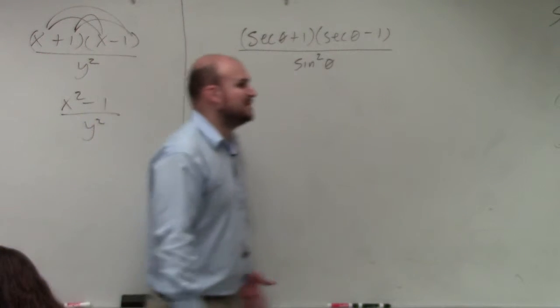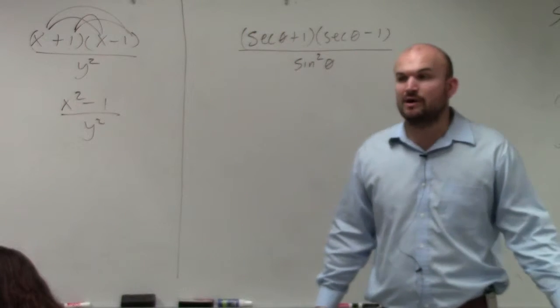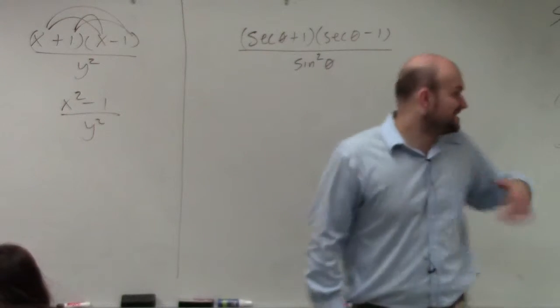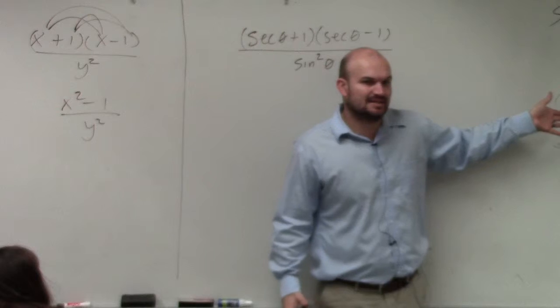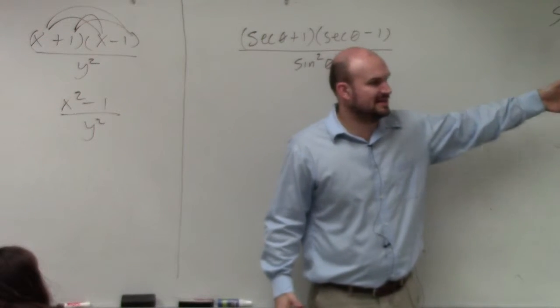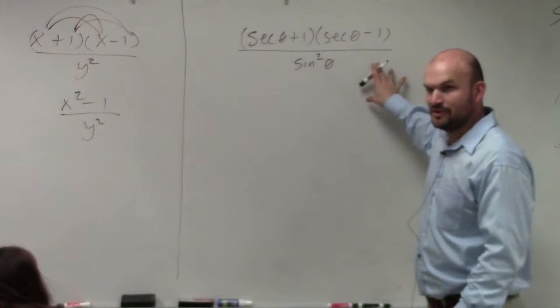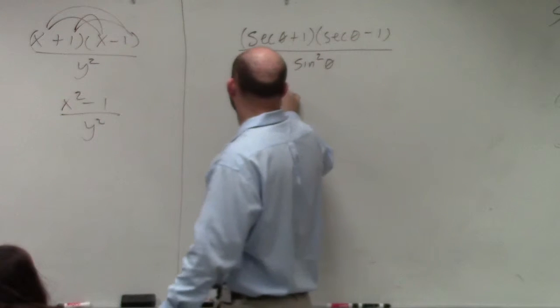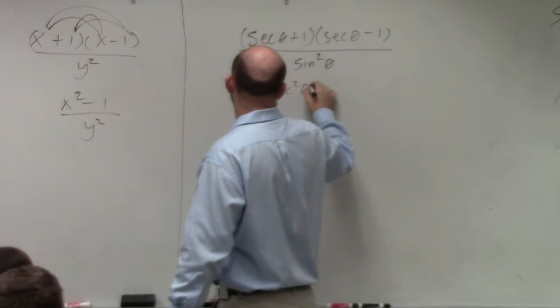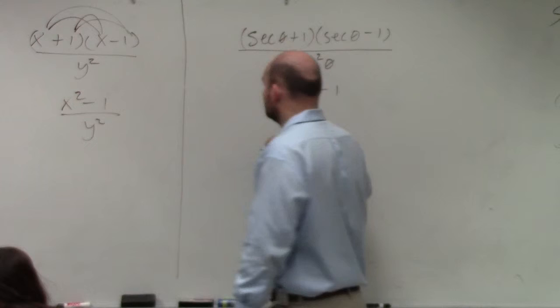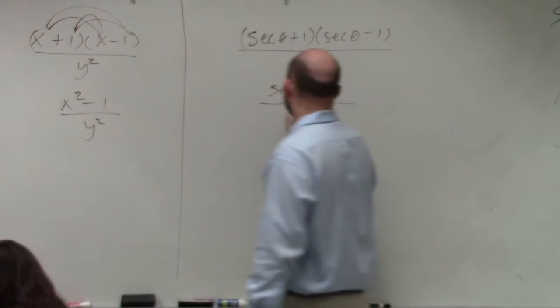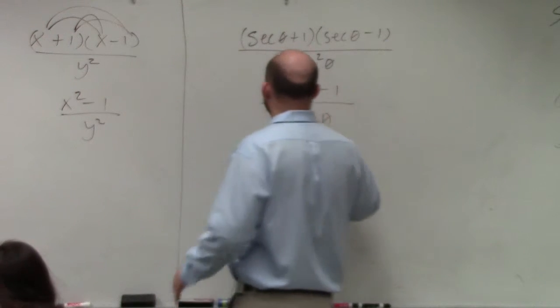Now, as far as algebraically, I've pretty much gone as far as I can go, right? That's where the next step, identities, comes in. Now we got to start using our identities. So let's apply it to our actual problem. Therefore, we know this simplifies to secant squared of theta minus 1 all over sine squared of theta.